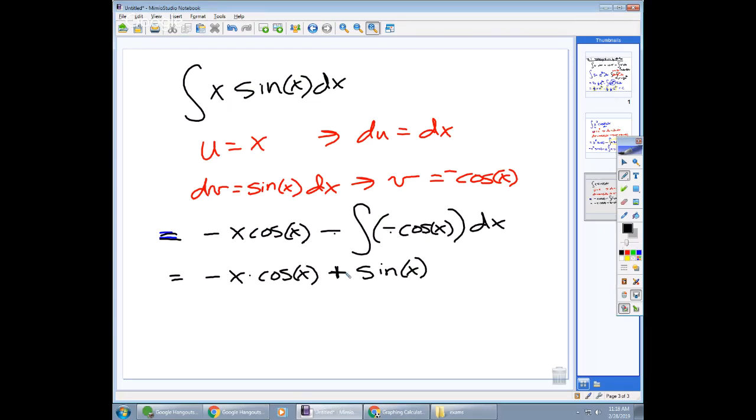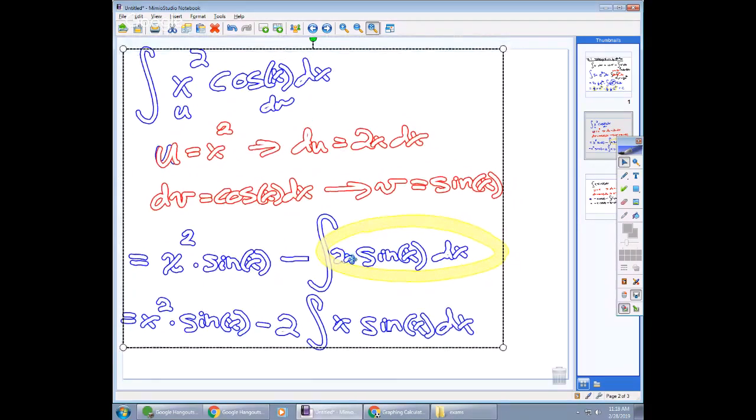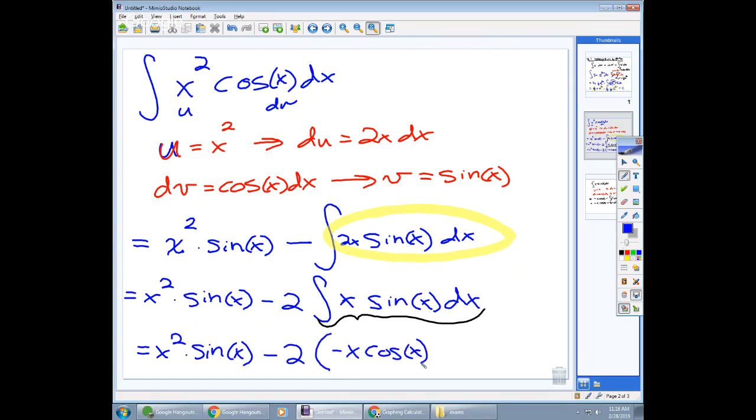Now I have to stick that back into my other formula. I'll go back to my other page to do that. Negative x cosine of x plus sine of x. Back here, shrink a little. So I've got to replace that right there. So now I get x squared times sine of x, which is sitting out front, minus 2 times, I'm going to put parentheses to be careful, because it's a negative x cosine of x. Oh, did I get that right? Yeah, plus sine of x. And then throw your plus c on the outside.